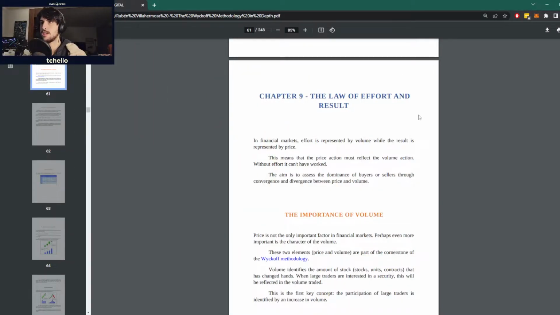So, what we're going to talk about today is the law of effort and result. And this is, I think, the third and the last of the laws that we are going to look at that were proposed by Richard Wyckoff himself. And this specifically, I think, is one of the most important laws of all because it is much more powerful than the ones before it.